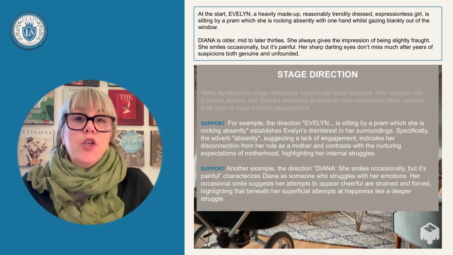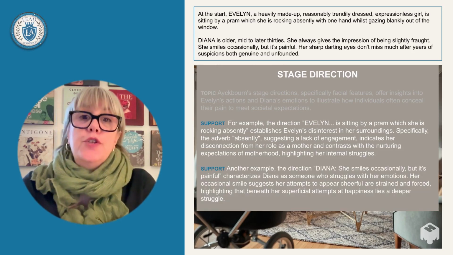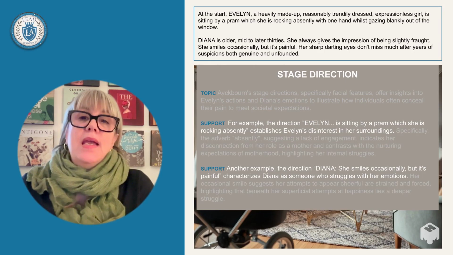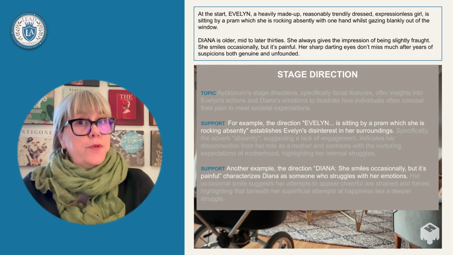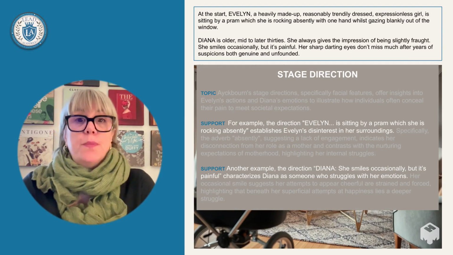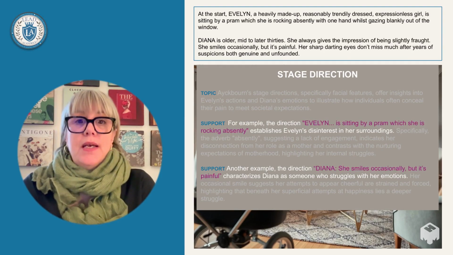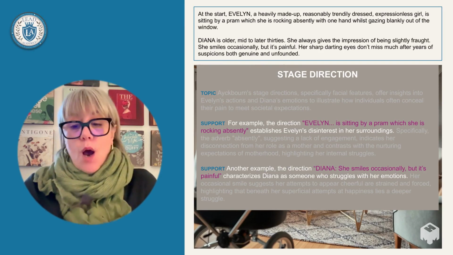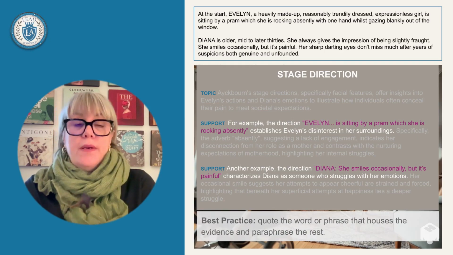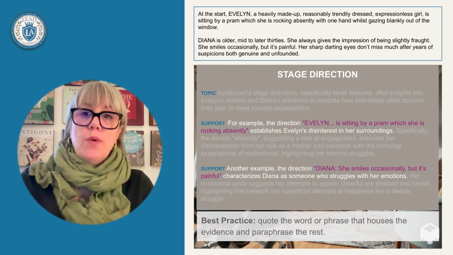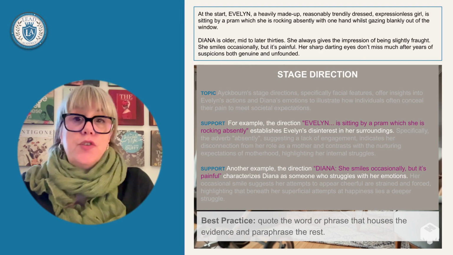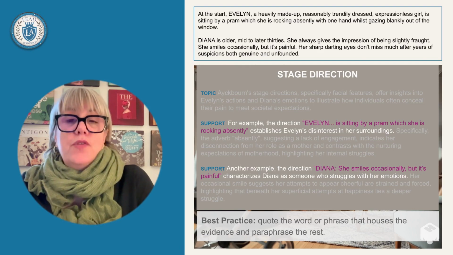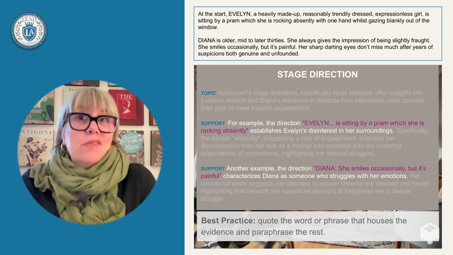In fact, you'll want to have a minimum of 2 pieces of supporting evidence. In expressing support for your interpretation, first you'll want to provide the evidence. Now, this is either quoted or paraphrased. Here, our examples are quoted. When it comes to quoting text, the best practice is to quote the word or phrase that houses the evidence and to paraphrase the rest.